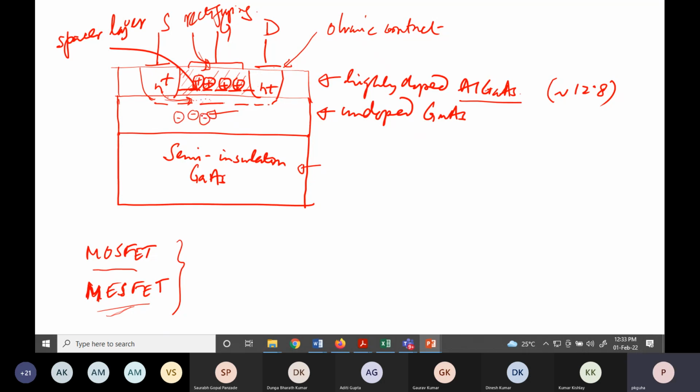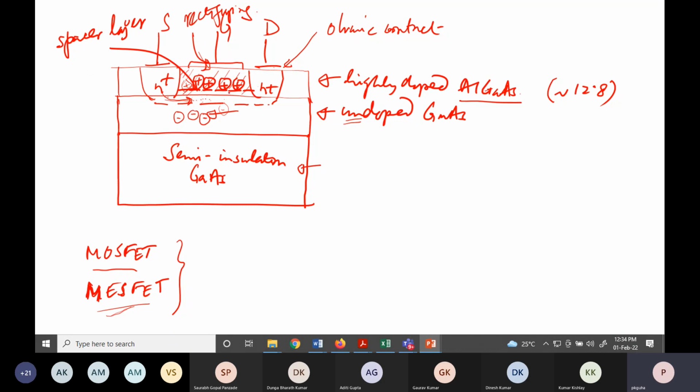That is why we use undoped or very lowly doped gallium arsenide, so that the electrons passing through this channel or this notch will interact less with these immobile ions. This interaction is very small, because the concentration of immobile ions here is very low, because it is undoped or very lowly doped, whereas this is very heavily doped aluminum gallium arsenide. So the concentration of immobile ions near this notch is very high. To reduce this interaction, we use a special layer.